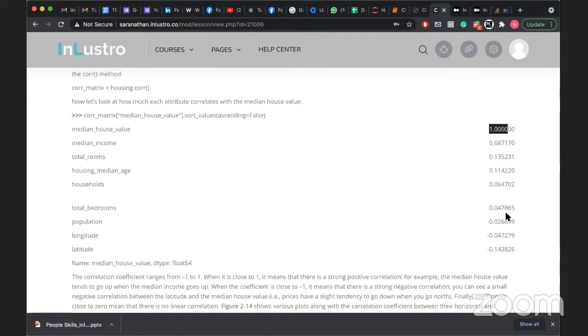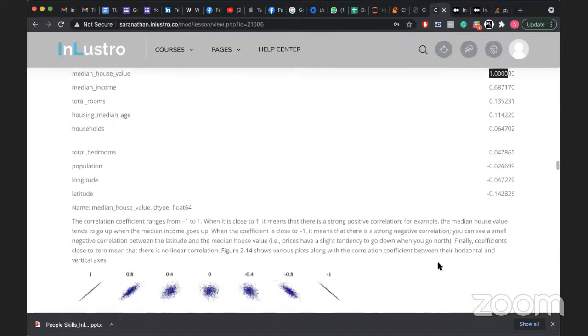So please keep in mind that the correlation coefficient ranges from -1 to +1. When it's close to 1, it means there's a strong positive correlation. The median house value tends to go up when the median income goes up. When the coefficient is close to -1, it means there's a strong negative correlation. You can see small negative correlations between latitude and median house value, right?